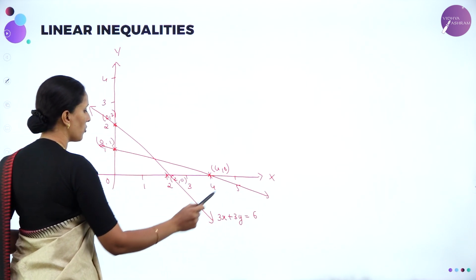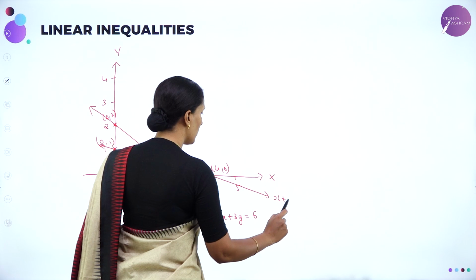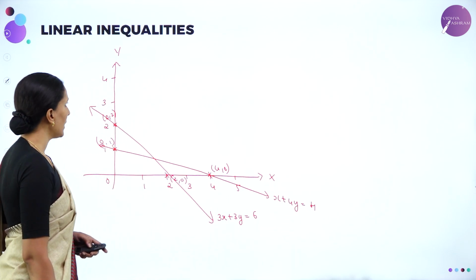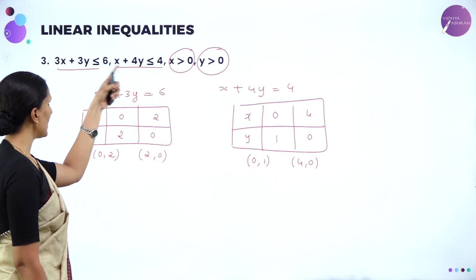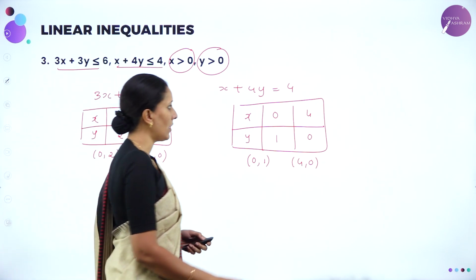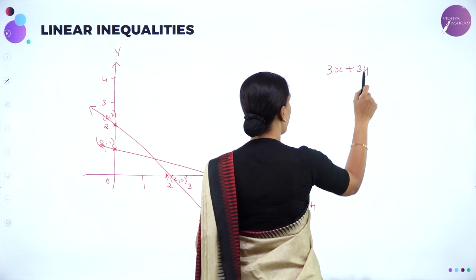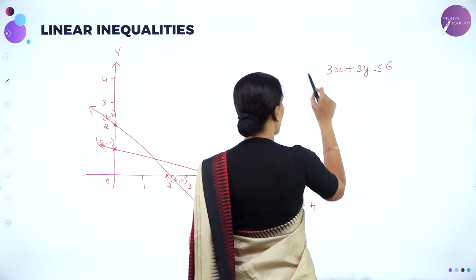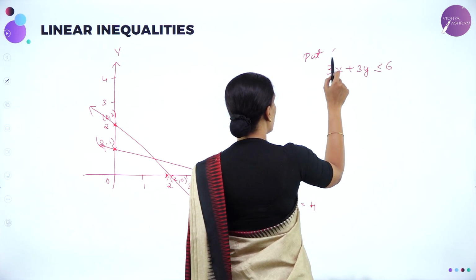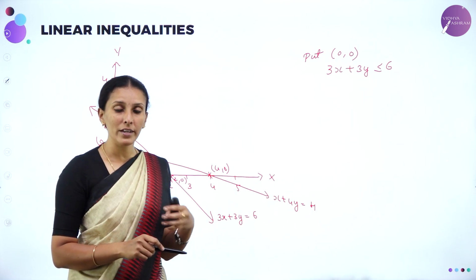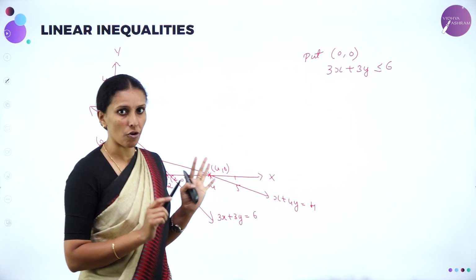So what is the equation of this line? x plus 4y is equal to 4. Observe the inequalities here, both are less than or equal to the given value. Now here, let me take 3x plus 3y less than or equal to 6. Put (0, 0) to verify the solution region. That means whether (0, 0) is one of the solutions in the given region or not.